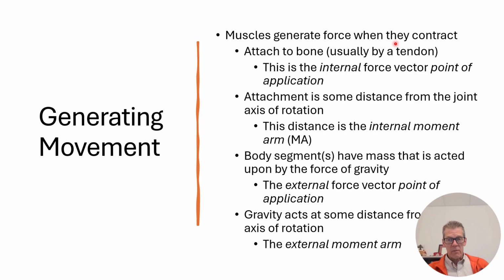And then the segment that we're moving, in the last picture it was the forearm, when we're trying to move that segment, that has a center of mass and gravity is acting on that segment. That's the external force. And the point of application of gravity acting on that segment acts in a downward direction, and it's applied at the center of mass or the center of gravity. So we can create an external moment arm for that as well.